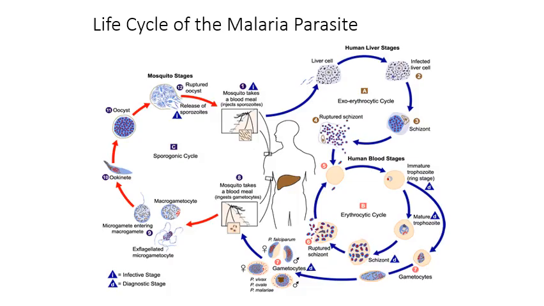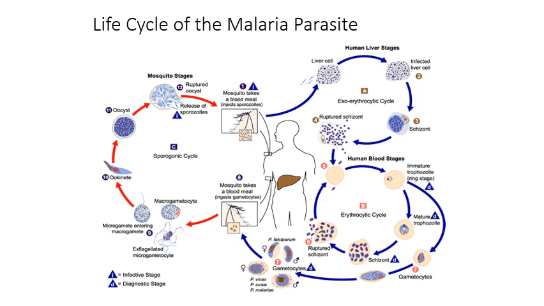So this is the basic life cycle. What happens? The mosquito takes a blood meal and injects the sporozoites. The sporozoites then migrate to the liver and infect the hepatocytes. Within the liver, they begin to multiply, and here they are called merozoites. Then they form schizonts. The liver phase is called the exoerythrocytic phase.